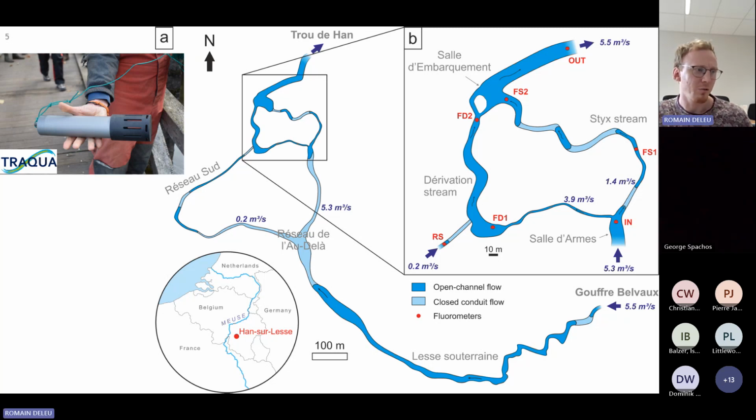We also have a fluorometer in the small stream Réseau Sud, RS, which is a minor stream. And then we have a final fluorometer at the outlet of the system, on the top of the figure here. This is where it will be interesting because this is supposedly where we would observe a double peak, if there is one.